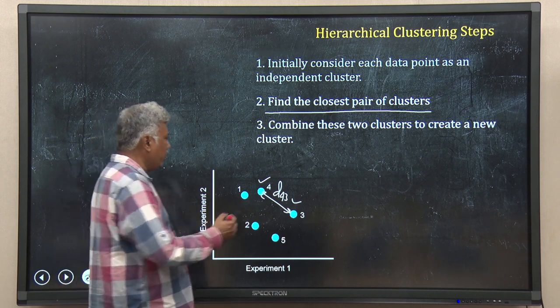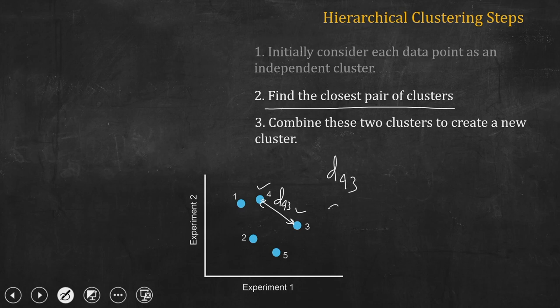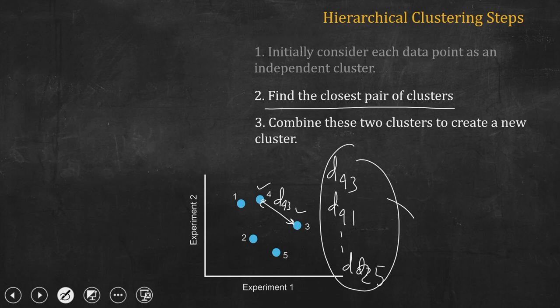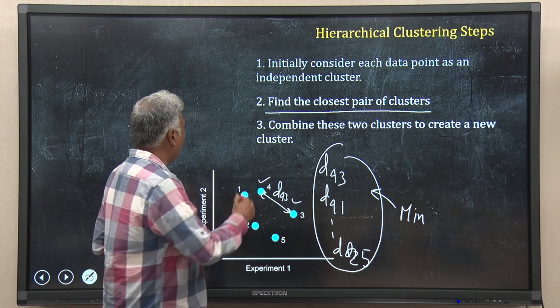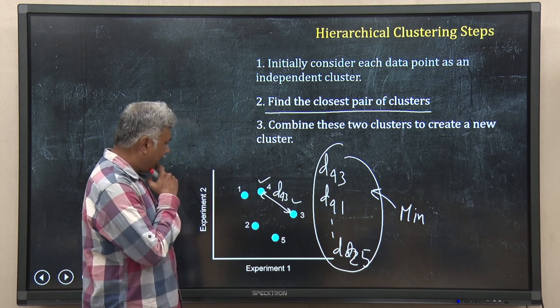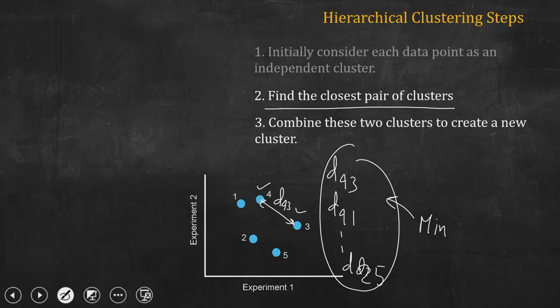So, we calculate the distance between 4 and 3, between 4 and 1, and all the pairs, for example D2,5. So, all pairwise distances we measure, and then we find the minimum of those. That will give me the closest pair. If you look at this data, visually it is apparent that 1 and 4 may be the closest one, so D1,4 may be the smallest distance. Now, I have to move to the third step. The third step says to combine these two clusters to create a new cluster.